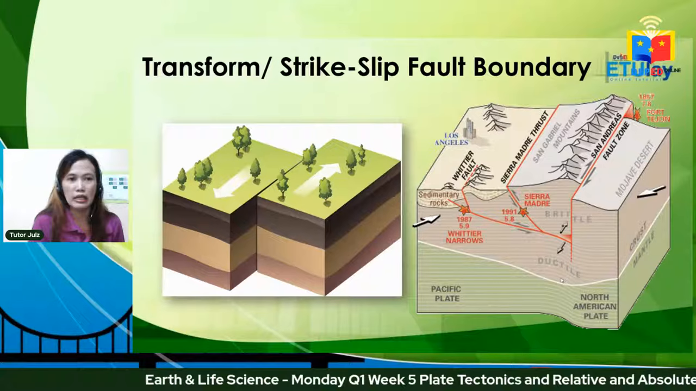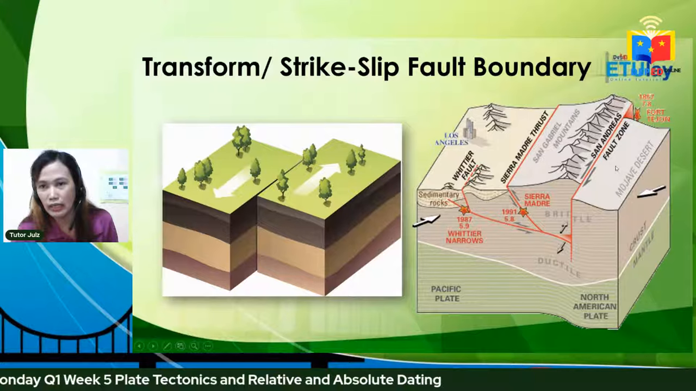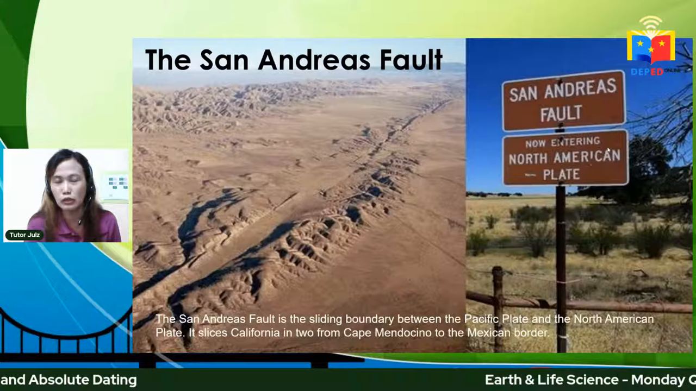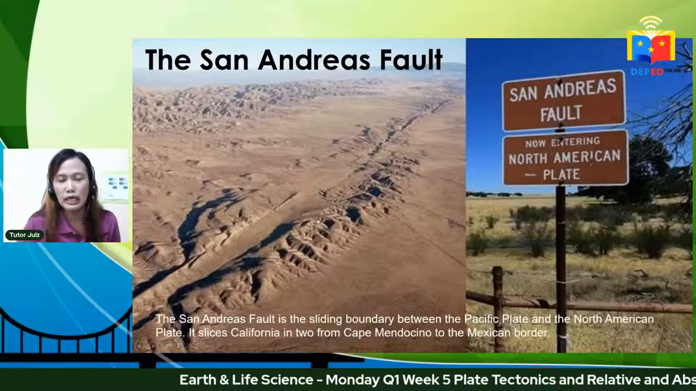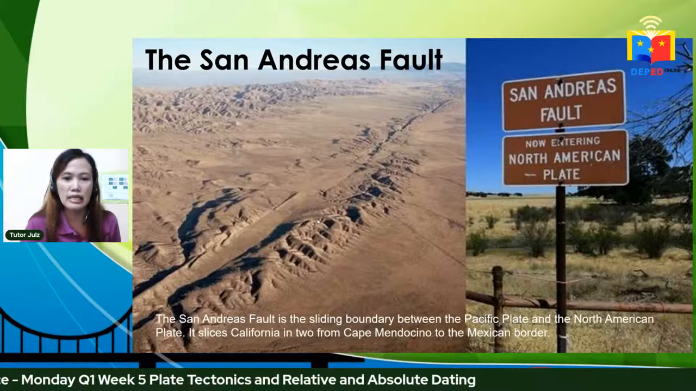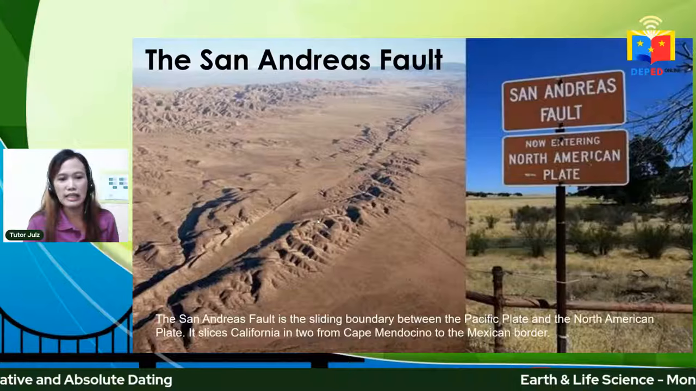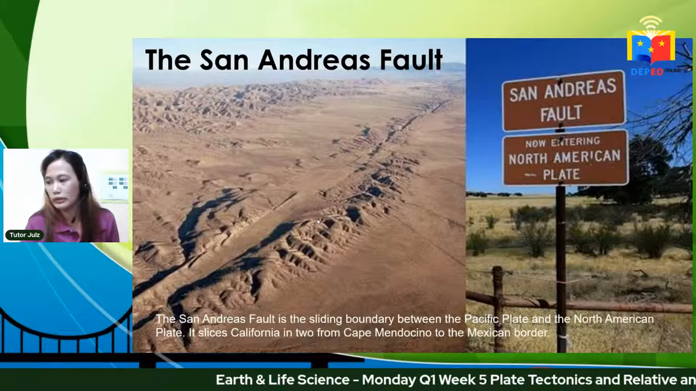Sample here, the San Andreas fault zone. If you can still remember the movie, yung San Andreas movie, year 2015, ano? So all those scenes, lahat ng eksena na yon, it is because of this, the San Andreas fault. By the way, the San Andreas fault is the sliding boundary between the Pacific plate and the North American plate. It slices California in two from Cape Mendocino to the Mexican border.